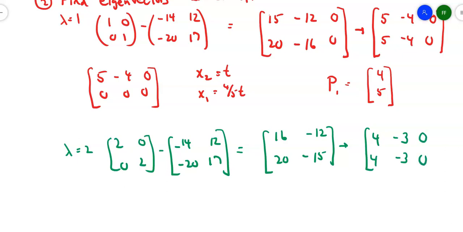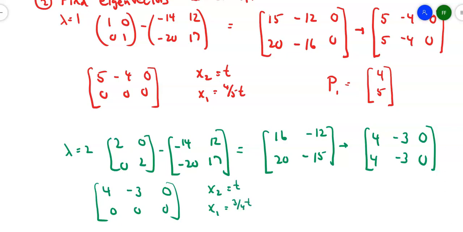Drop in your zeros, and you realize that this simplifies. 4, negative 3, 0, and a row of zeros as we expected. That makes x sub 2 t. X sub 1 then is 3/4 t. We could write 3/4 in 1, but why not write the second vector as 3 and 4?